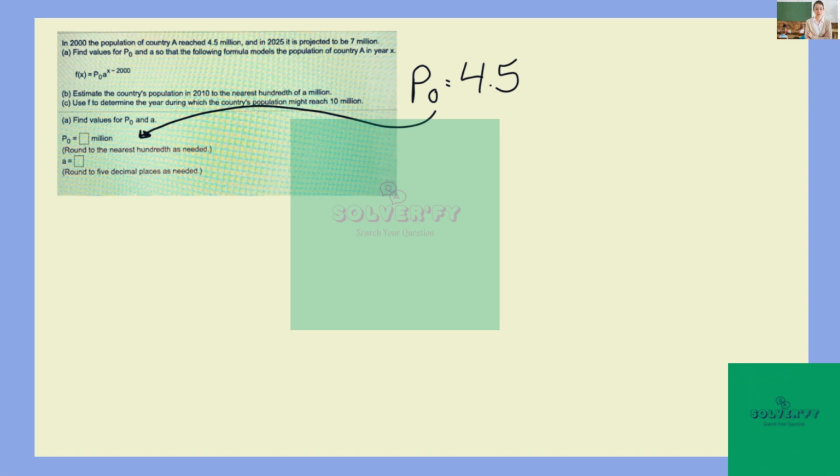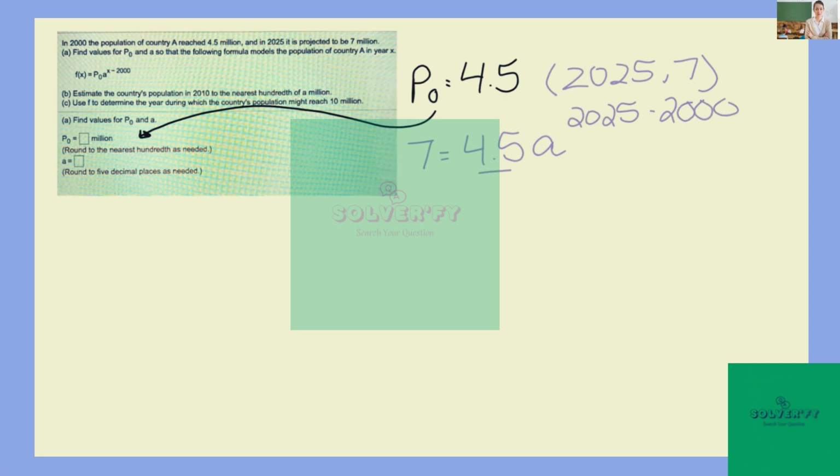Then we know that in 2025, our population is 7 million. So we're going to use these two values to figure out what our A would be. We know that 7 million, that's going to be our population. Our P of 0 is 4.5. We want to figure out our A, and then our X is going to be 2025 minus 2000. To solve for our A, we're going to need to divide both sides by 4.5. So we're going to get 7 divided by 4.5 equals A to the 25th power.